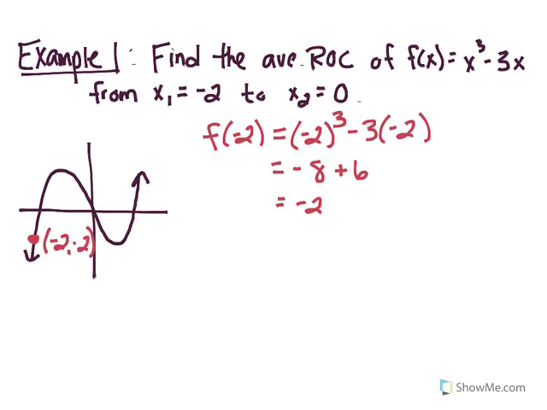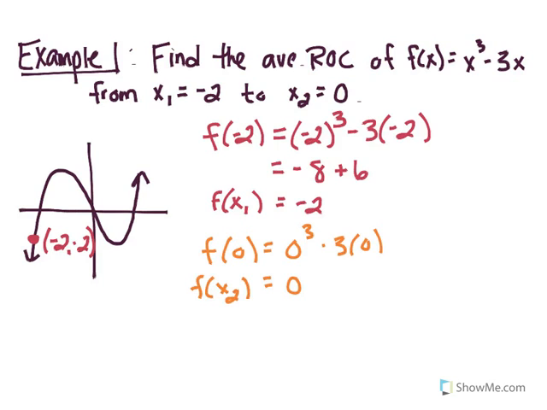So that's important. So this is f of my x1 value, okay? So I now have a y value to go with it. Let's try to do the same thing for the other x value, which is 0. So f of 0 equals 0 cubed minus 3 times 0, which is a big fat 0. So this is my f of x2. So this is a point (0, 0). So that is the origin.